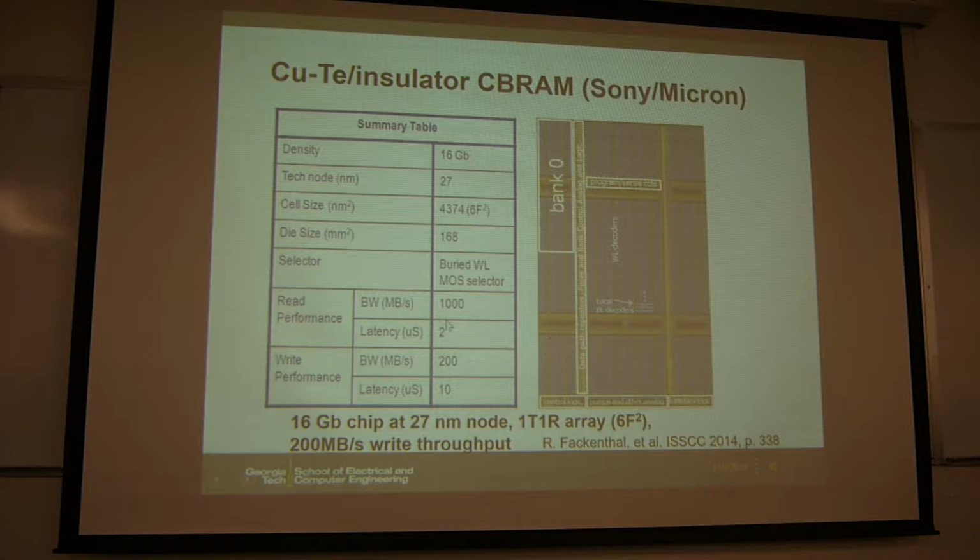And the read bandwidth is like 1 gigabyte per second, write bandwidth 200 megabyte per second. So those numbers are pretty good, much better than the NAND flash.